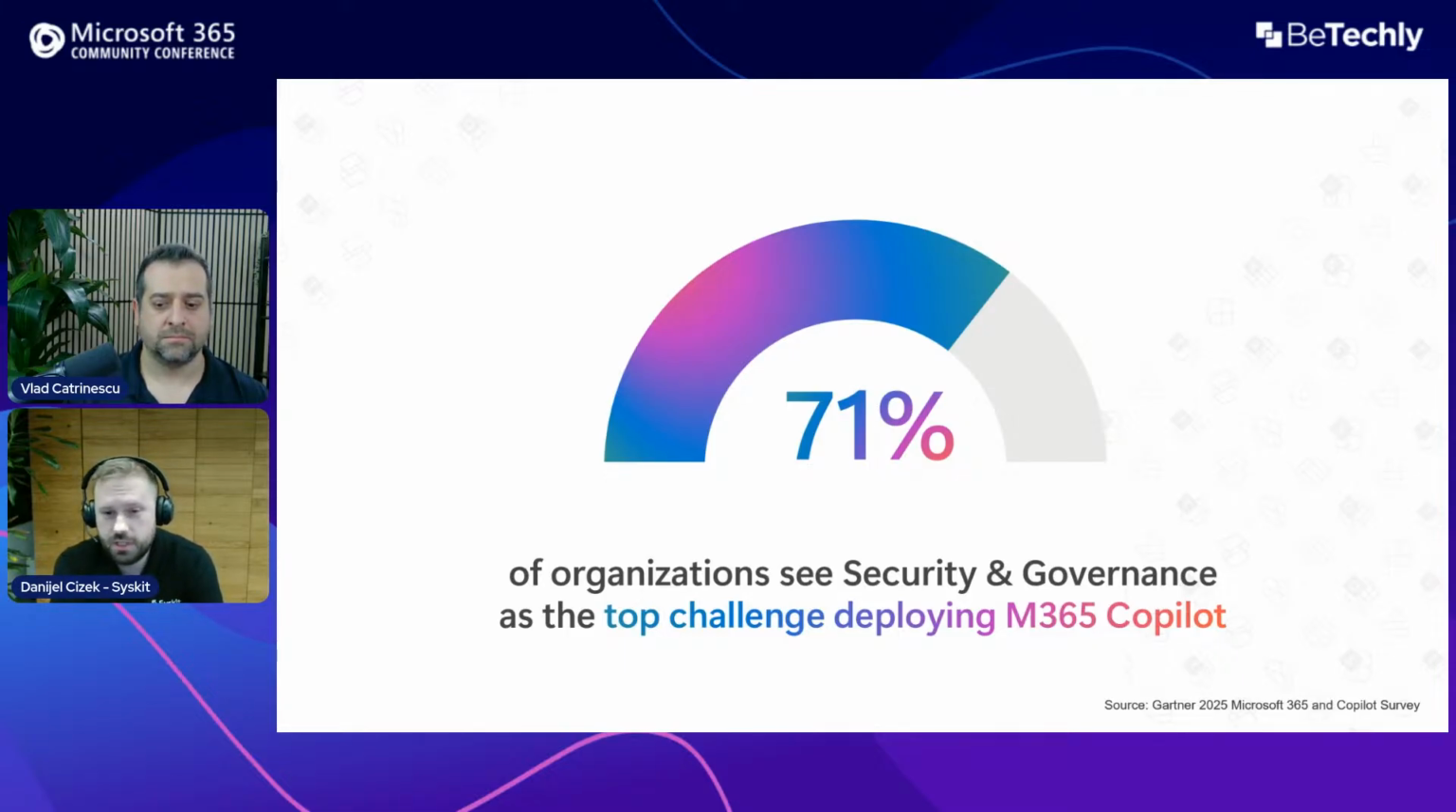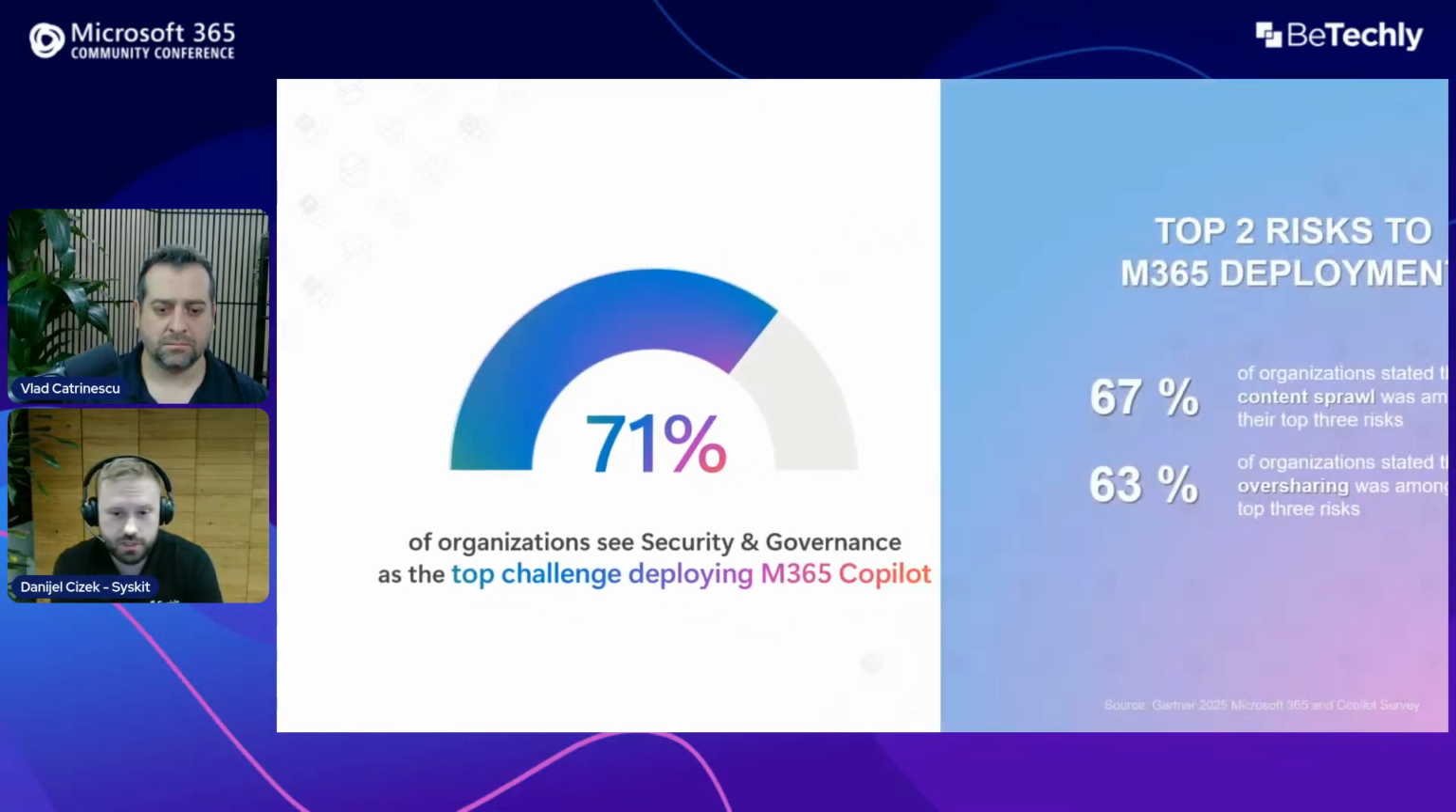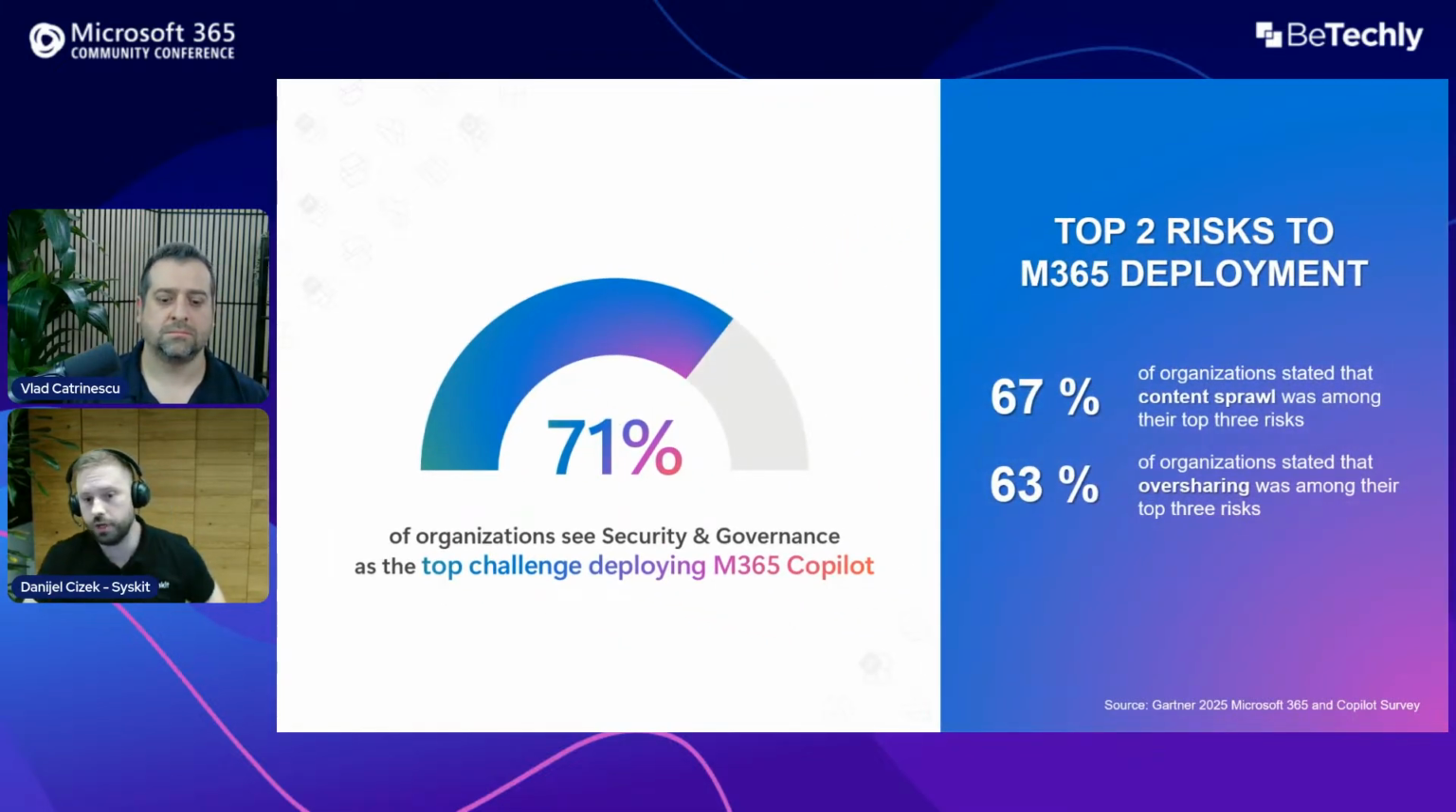Usually, 71% of all organizations see security and governance as their top challenges when they're deploying Copilot. So this is what we are faced with right now. And some of the other challenges, in any M365 deployment, 67% of organizations stated that content sprawl is in their top three risks, and oversharing is the second one at 63%.